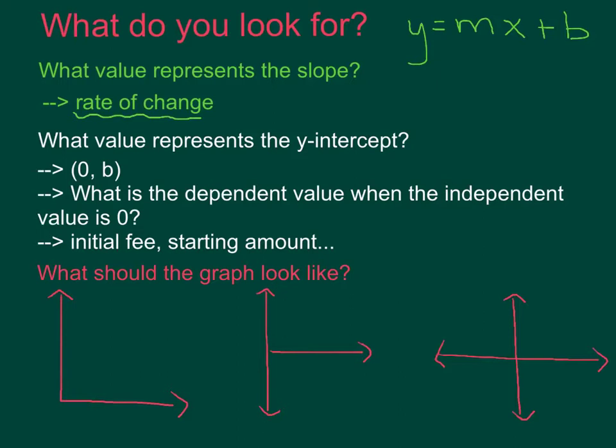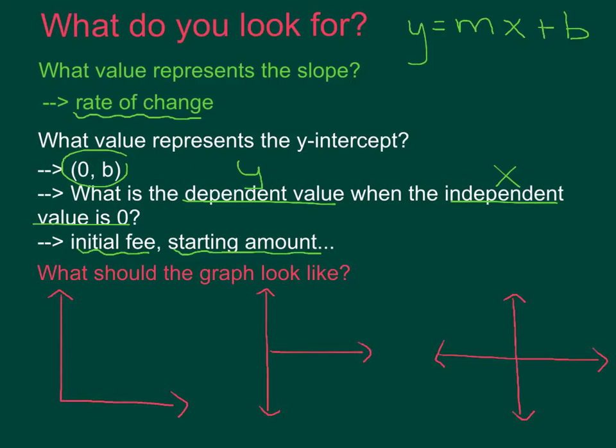And then you also need to find the y-intercept. And remember, the y-intercept would be the value when x equals 0, or trying to find the dependent value when the independent value is 0, which is x and y. In certain scenarios, initial fee or starting amount are keywords to look for in story problems. And then the last thing that you have to look for, after reading the story problem, is to know what kind of graph to draw.